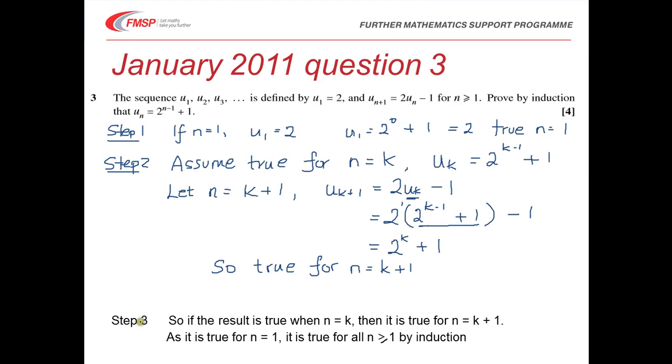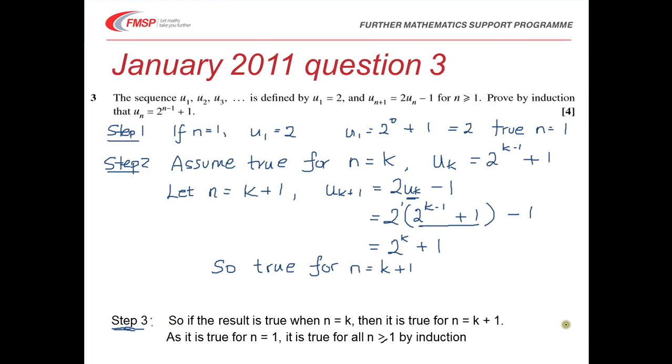So the algebra is a little bit easier in that particular one, but then don't forget that we then have to do step 3, which says, if the result is true when n equals k, then we have proved that it's true for n equals k plus 1. We also proved that it was true for n equals 1, so by mathematical induction it's true for all values of n greater than or equal to 1. So again, this conclusion statement is important.